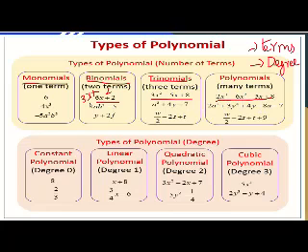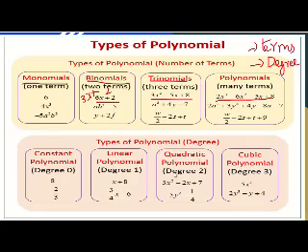If only one term, then it is what? Monomial. Two terms, then it is binomial. Three terms, then it is trinomial. If there are many terms, then you will call it a polynomial. Okay, this is the types we have divided based upon our terms, right?